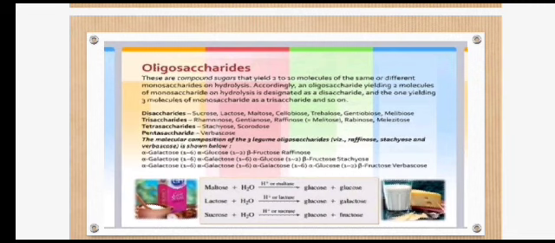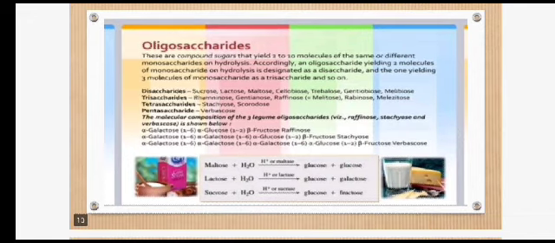Oligosaccharides are compound sugars that yield 2 to 10 molecules of the same or different monosaccharides on hydrolysis. Accordingly, an oligosaccharide yielding 2 molecules of monosaccharides on hydrolysis is designated as a disaccharide, and one yielding 3 molecules of monosaccharides as a trisaccharide, and so on. Oligosaccharides contain disaccharides, trisaccharides, tetrasaccharides and pentasaccharides.